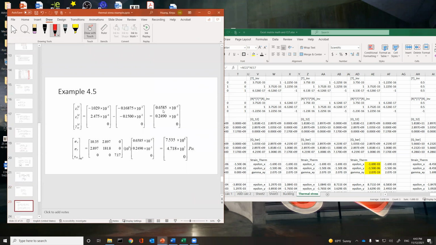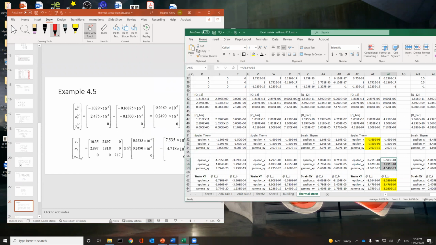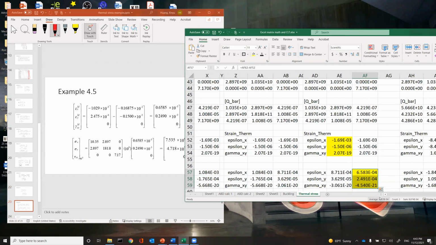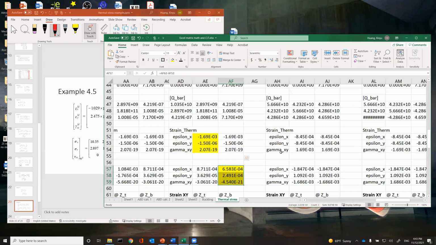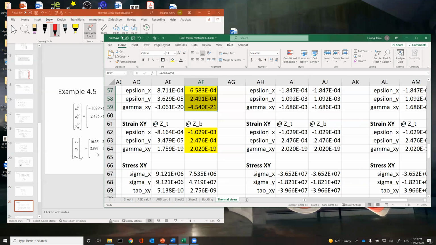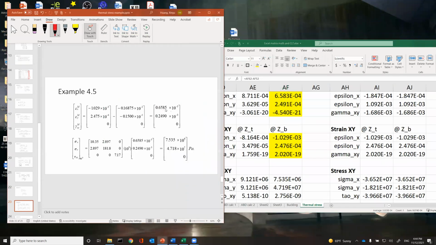Mechanical strain is this 0.68, which is this right here. This is the mechanical strain. Right over here. So compare notes. My mechanical strain is this. This is for the 90-degree layer, which is exactly this number right here, 0.68, 6585, 0.249, and this is essentially 0, minus 4.5 10 to the minus 101.